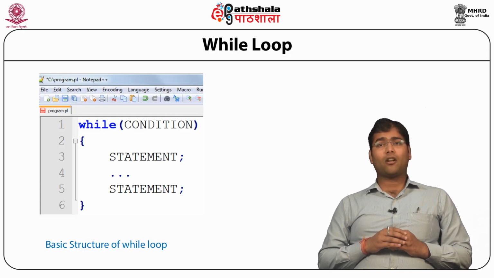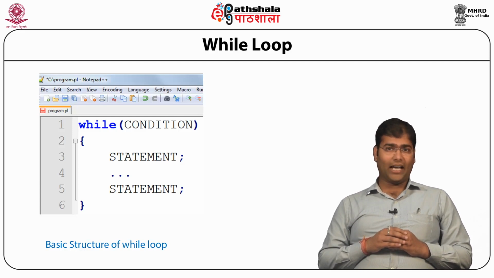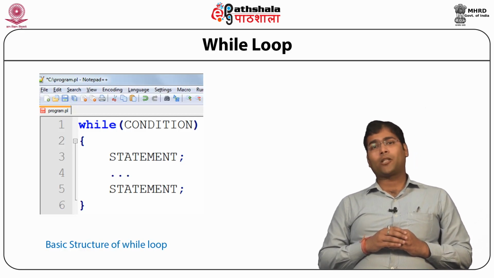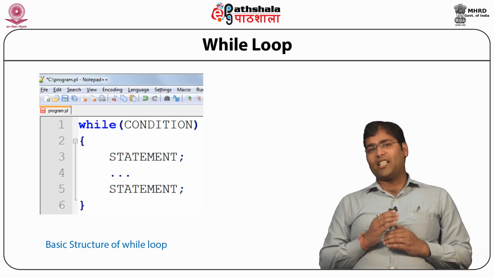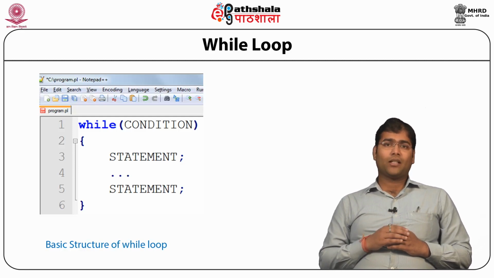The basic structure of a while loop is while in brackets, an expression, followed by curly braces with a block of statements, which will only execute several times if the condition is true.